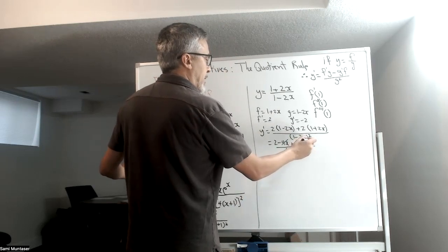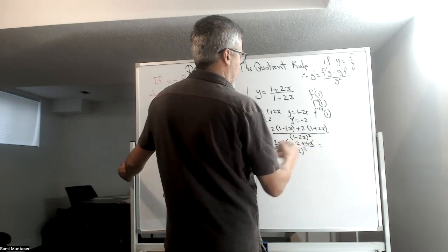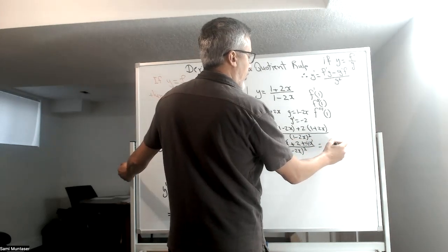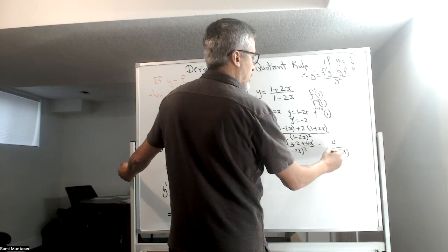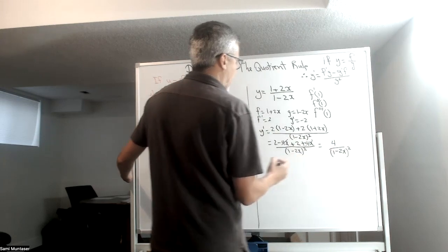Now the negative 4x and the plus 4x cancel, and 2 plus 2 is 4. So we're going to get 4 over 1 minus 2x squared.